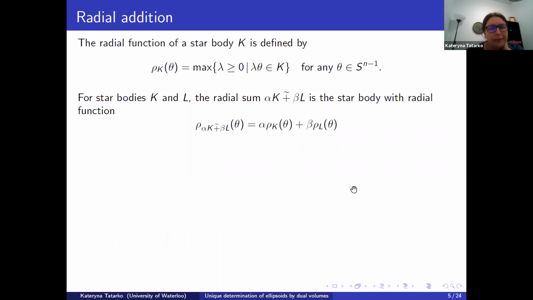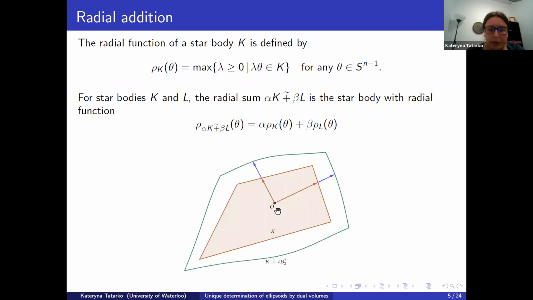First, in the dual Brunn-Minkowski theory we will be working with star bodies, and the radial function of a star body K is defined in the following way, as the following maximum over all non-negative parameters. Then for two star bodies K and L, we can define a new body, the radial sum, which is again a star body whose radial function is defined as the linear combination of the radial functions of the original bodies K and L.